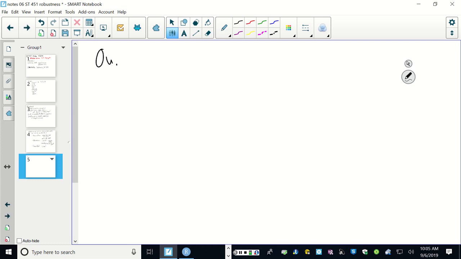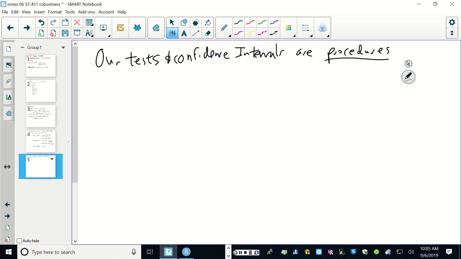But the idea that you can get inferences that don't quite hit the target is part of it, right? So our tests and confidence intervals are procedures. You can think of them as procedures, right? What do you do with data? Once you have your data, what do you do with it? How do you make a statement? You report averages, means. How do you make a confidence interval? How do you make a decision, right? And so once you get data, it tells you what to do.